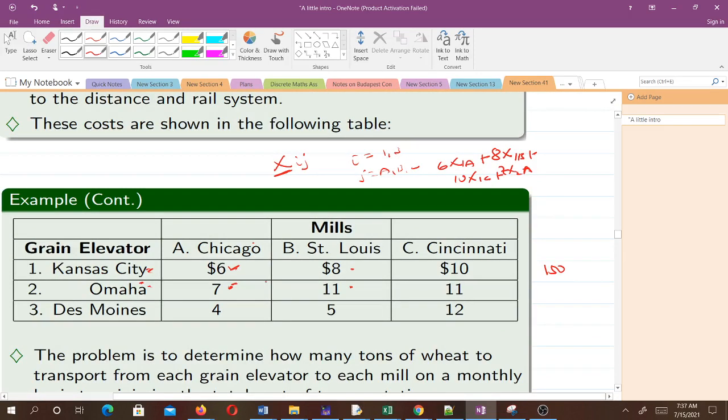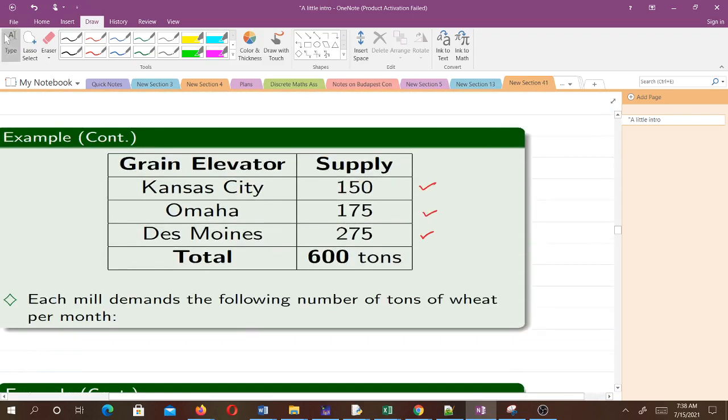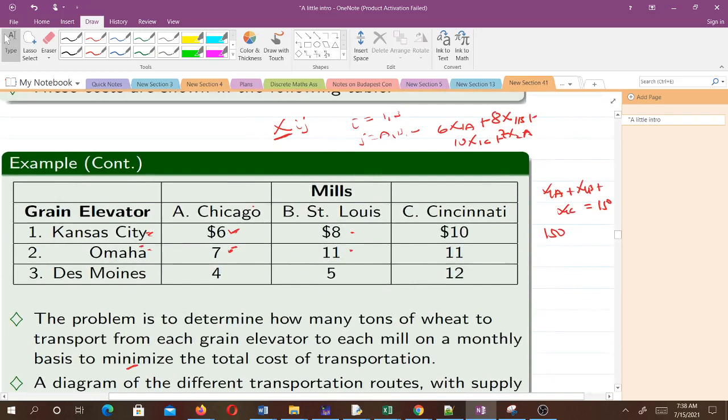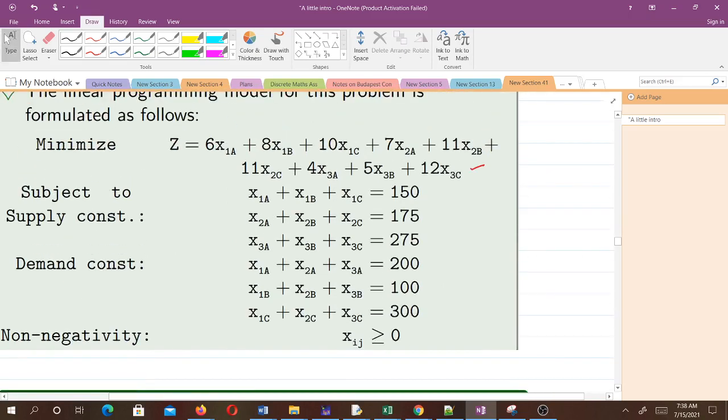So finding the equation for it, it will be x1a plus x1b plus x1c equals 150. When it comes to Omaha, the total supply is 175. So for that one we have x2a plus x2b plus x2c equals 175. And that's how we also get the third one. So you can see that equation here. That's the supply constraint.